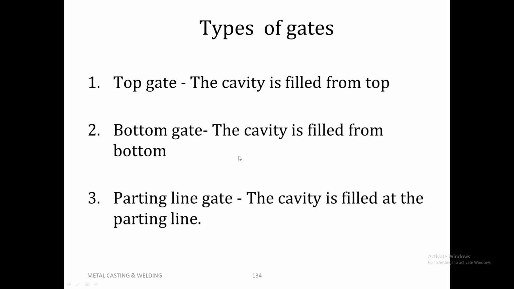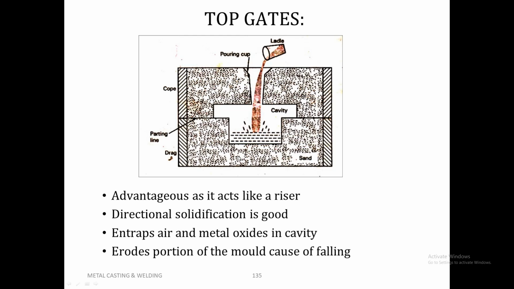Now, top gate. If you just look into the figure, you see you have the molten metal and you have this pouring cup, and this is the mold cavity, and this is the cope, and the bottom part is called the drag, and what is surrounding the mold cavity is the sand.